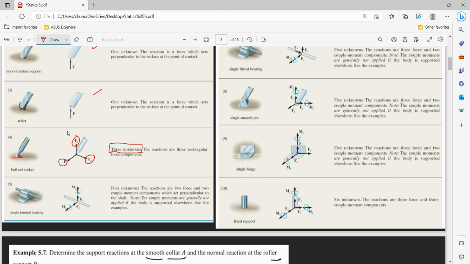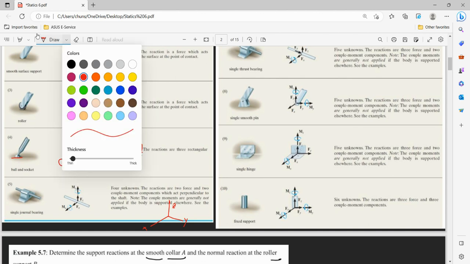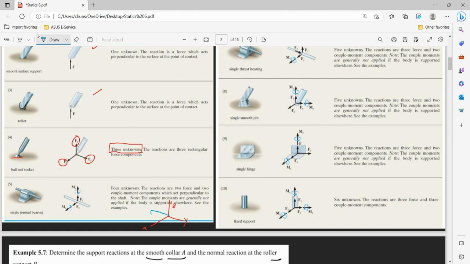Okay, so for a single journal bearing, we cannot rotate it about the z-axis, and we can't rotate it about the y-axis. Is that y? About the x-axis. Sorry. So this is, if we establish this as, say, y, x, z. But because this rod runs along the y-axis, it can still rotate.